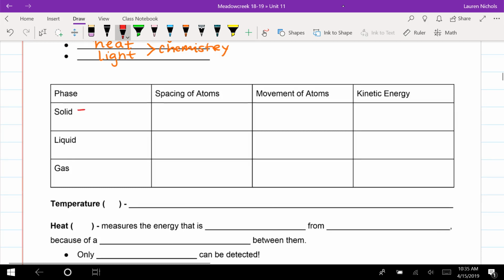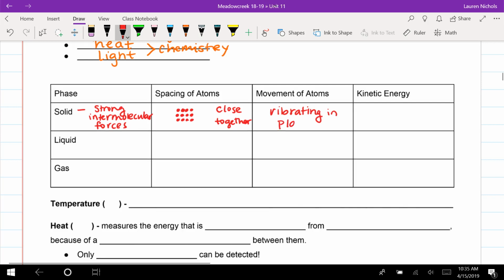Now, as a reminder of our first semester content, solids have strong intermolecular forces. Okay, this means that the forces holding the molecules together in that solid piece are very strong. And so the spacing of the atoms is very close together. They're close together. And when we refer to how they're moving, they're vibrating, but they're vibrating in place. So they're not moving around.